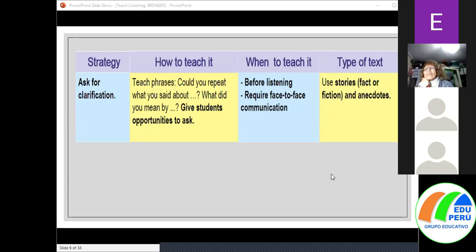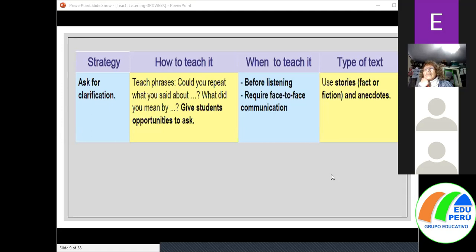When to teach it? Before listening, or when it requires face-to-face communication. For the type of test, you could use stories, fact or fiction, and anecdotes. So notice here, you have the kind of material. Now, remember, these are ideas. It doesn't mean that in order to do this, you have to do it exactly like this. No, no, no, all right? So these are ideas. How can you develop these kinds of strategies? The different activities that you could use.